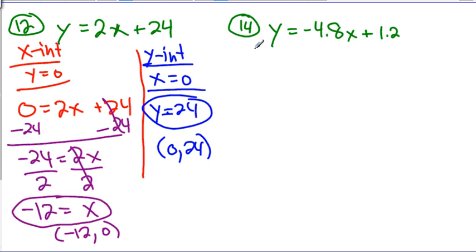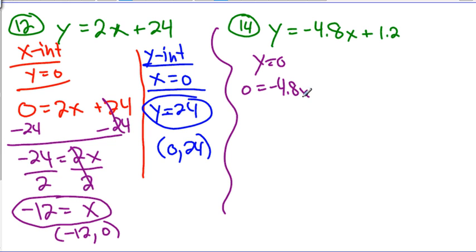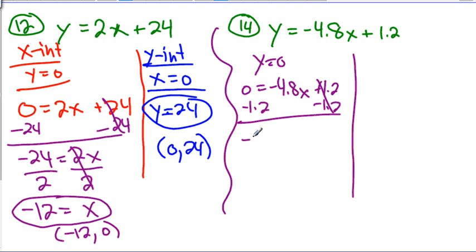Let's go to number 14, same thing. So y equals 0. I get 0 equal to negative 4.8x plus 1.2. I want to solve this for x, so I need to get rid of the number. We subtract 1.2 from each side. That goes to 0. Negative 1.2 equals negative 4.8x.